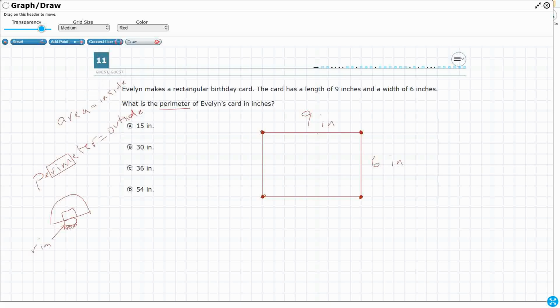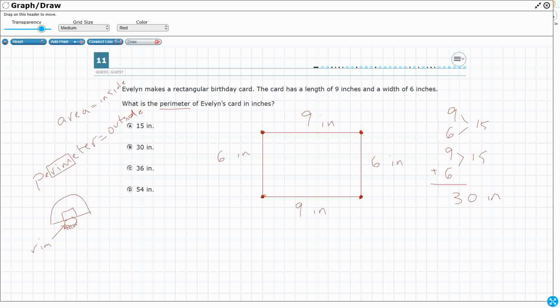So if the top part is 9 inches, we're looking at the outside then. We can also say the bottom is 9 inches. And if the right side is 6 inches, we can say the left side is 6 inches because the opposite sides are equal. So our perimeter, we're just going to take these four sides and we're going to add them up. So let's add them up in chunks. 9 and 6 make 15. 9 and 6 make 15, so 15 and 15 make 30. So that's going to be our perimeter.